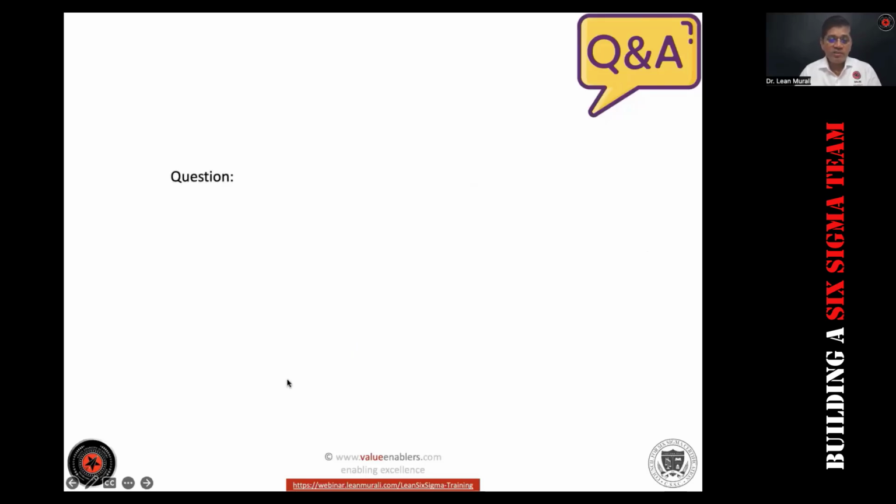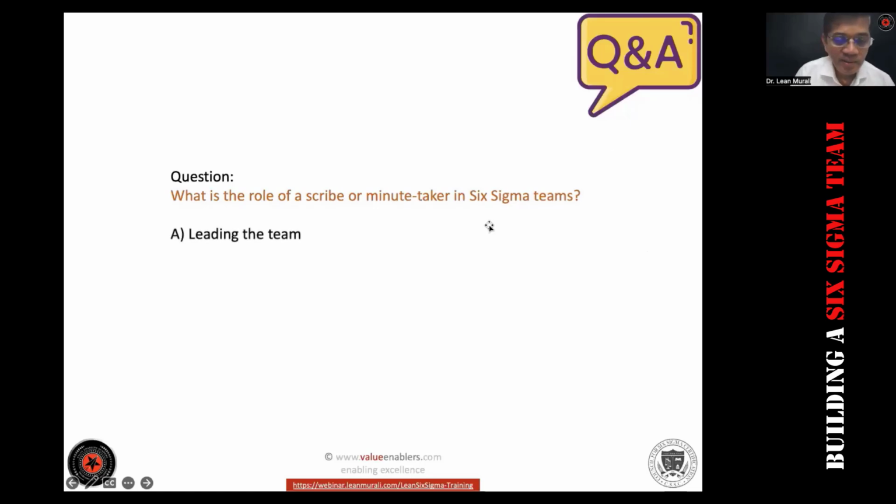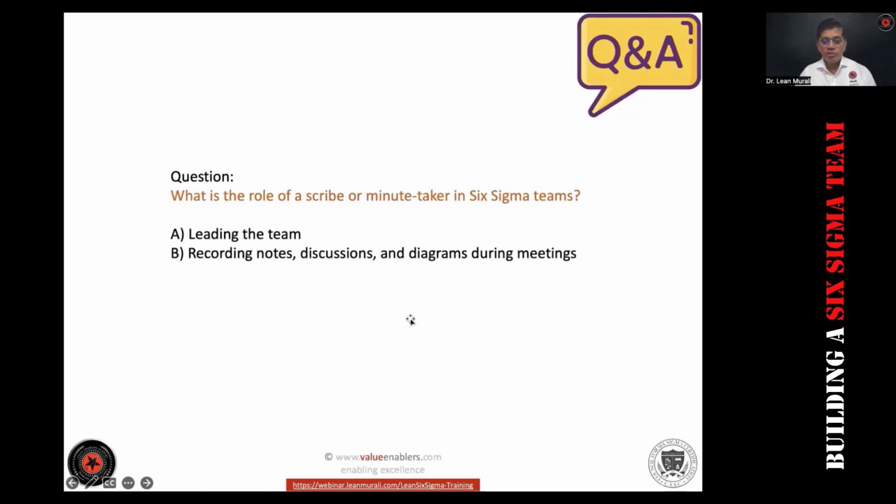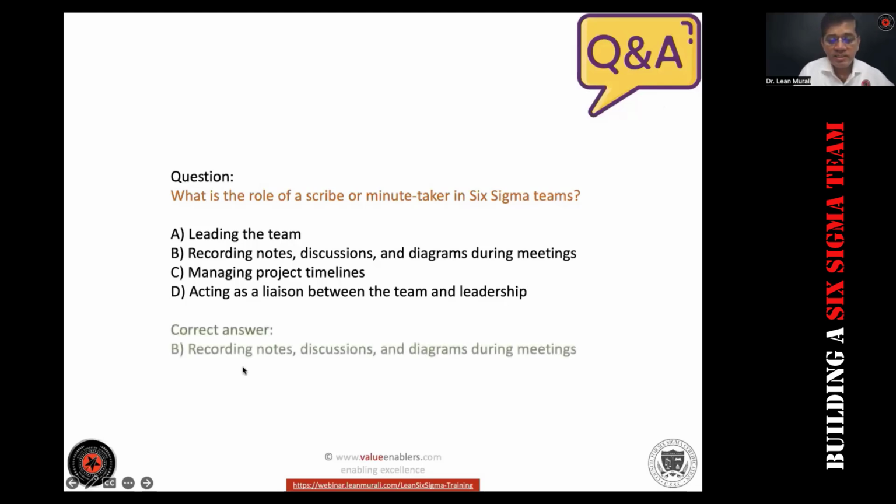And the last question is, what is the role of a scribe or a minute taker in Six Sigma teams? Leading the team, recording notes, discussions, diagrams during the meetings, managing project timelines, or acting as a liaison between team and leadership. This is also a very simple question, right? Good. So the correct answer is all right.